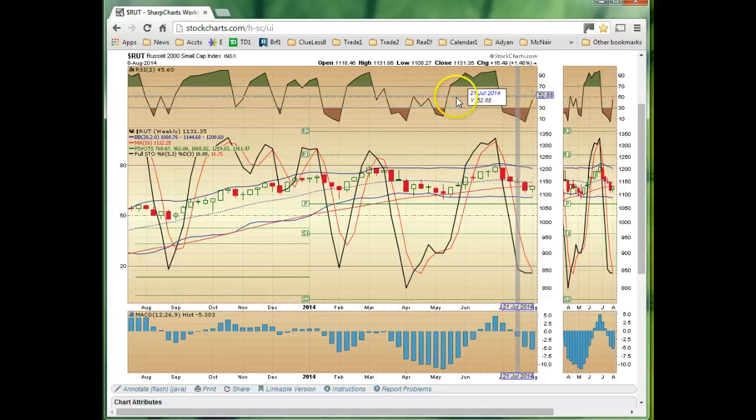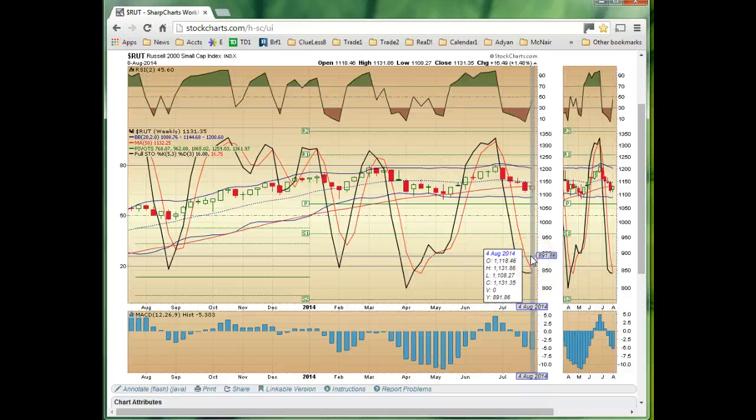But the 50 RSI can act as a major resistance, and this uptrend could be broken. In other words, we could fall again. So we'll see what happens.